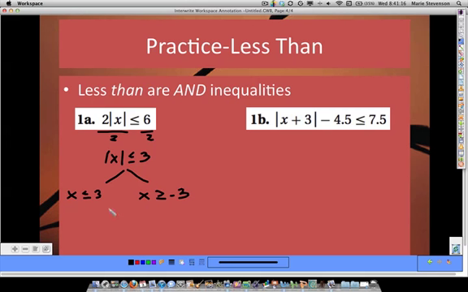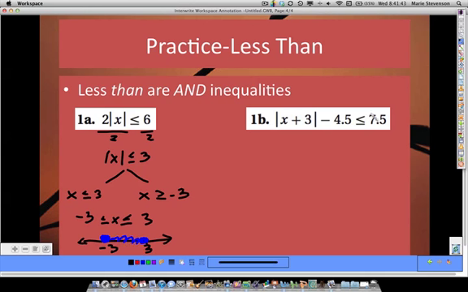Now, these are done. So since it's an and, x goes in the middle. Let's see my lower bound, x greater than or equal to -3. My upper bound, x is less than or equal to 3. And then for my graph, I have closed circles in the middle.